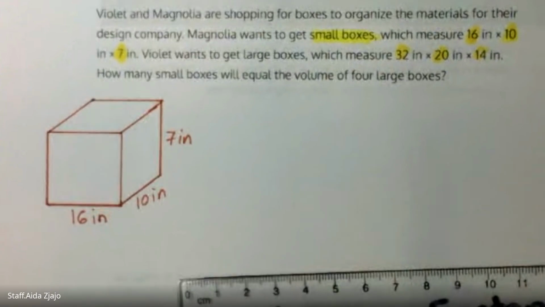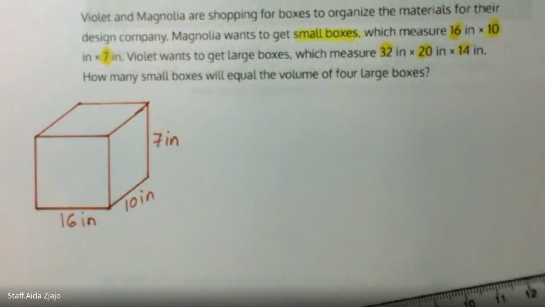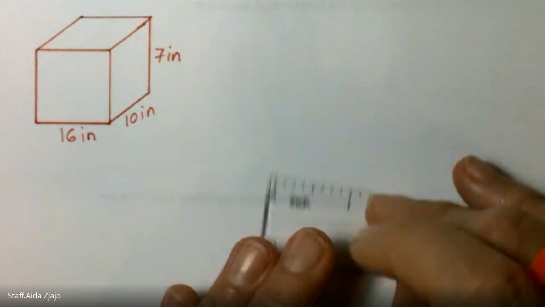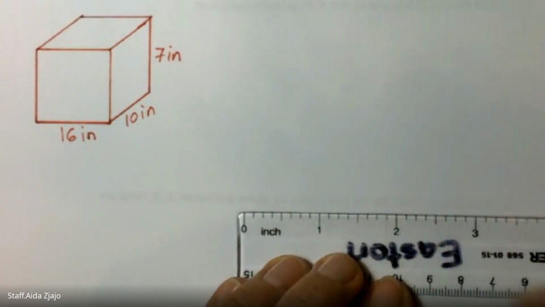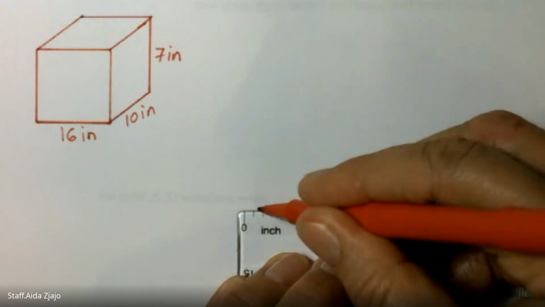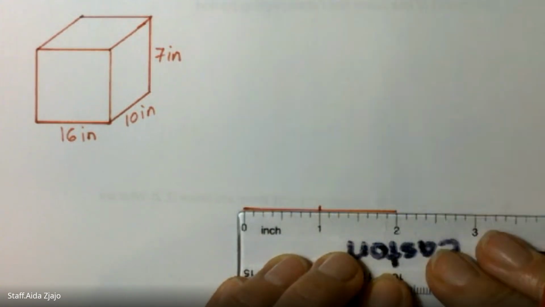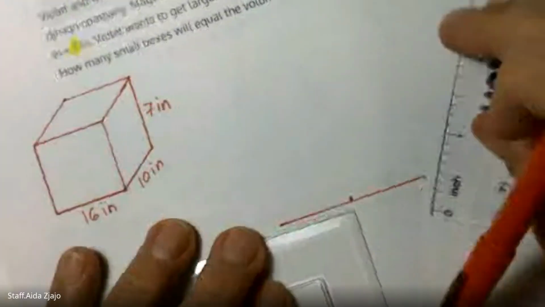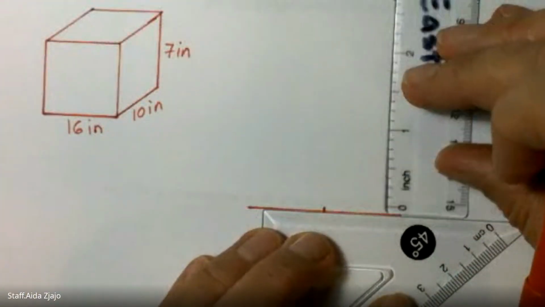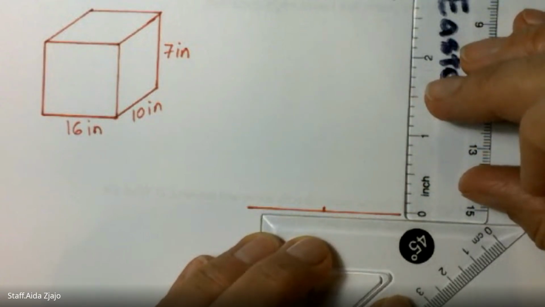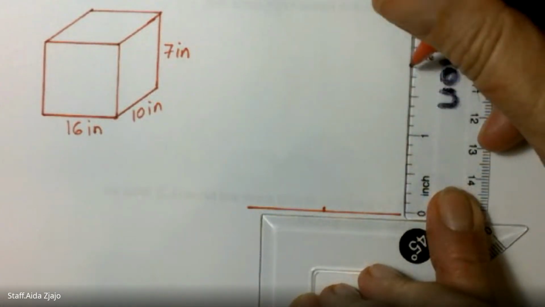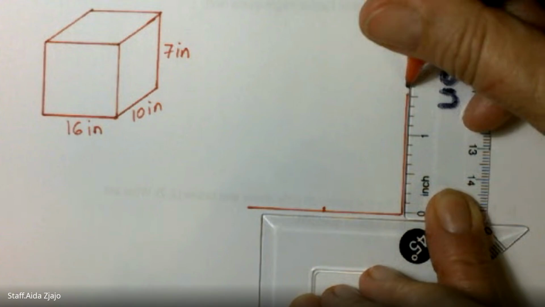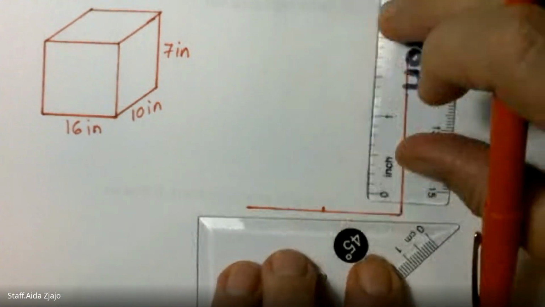So how can we represent that? I'm going to go down a little bit and make a bigger box. I'm going to use my ruler to make parallel lines. Let's see if I do it like that. Let's see. I can do this. All right.